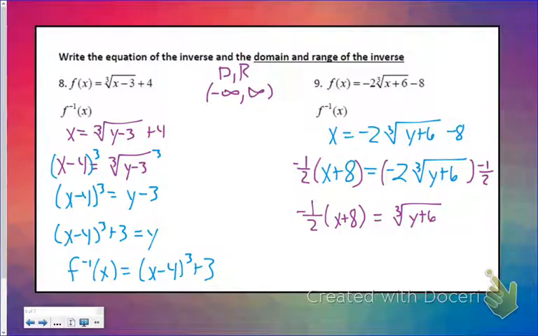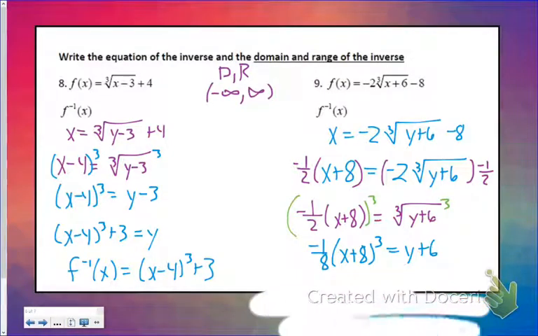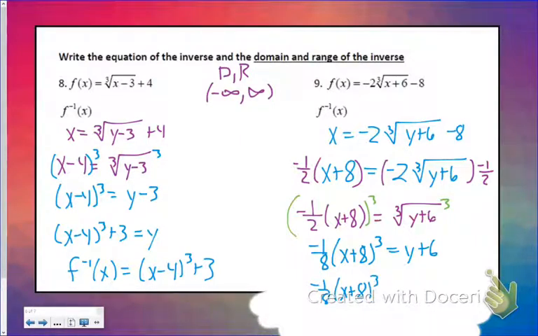Okay, then the only way to uncube is to cube. I'm going to cube everything over here. The only thing that's a little bit different, if you cube a negative number, it is still negative. Because if you do a negative times a negative times a negative, then it is still negative. And then you would just subtract 6, and you've got your inverse. All right, and those are inverse functions.